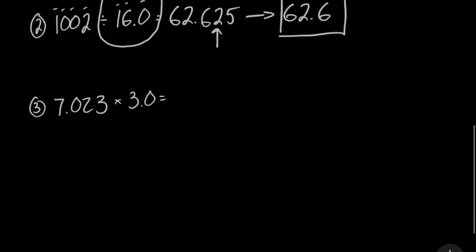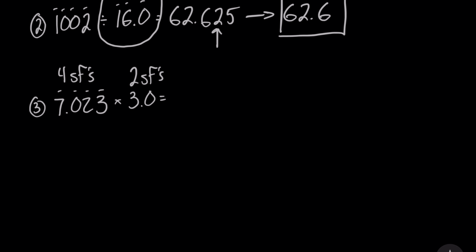Finally, we can get to our third and final example. We have 7.023, and it's being multiplied by 3.0. If we look at our first number here, we see we have 4 significant figures. And 3.0, again, we have a trailing 0 after a decimal, which means it is significant, so we'll have 2 sig figs there.